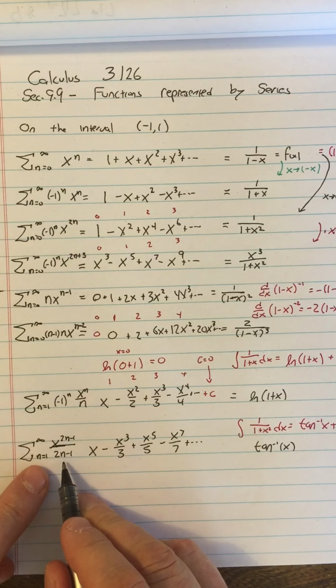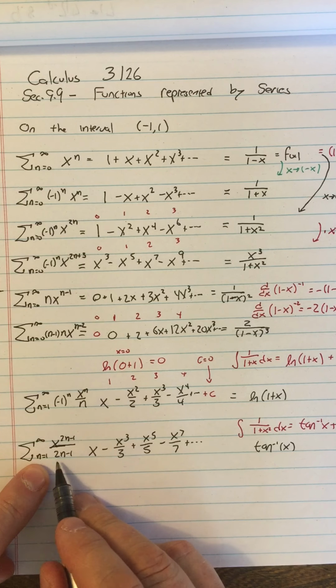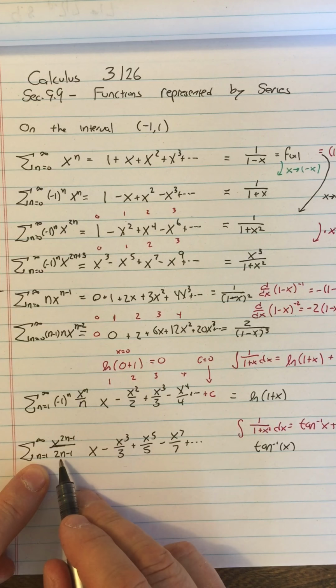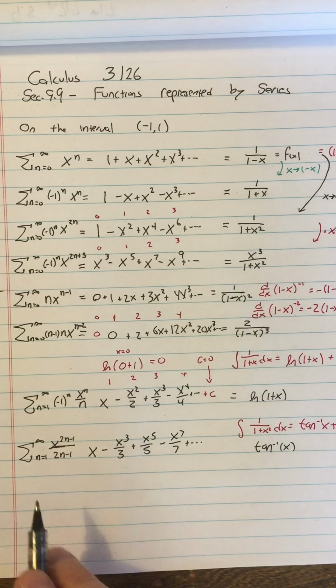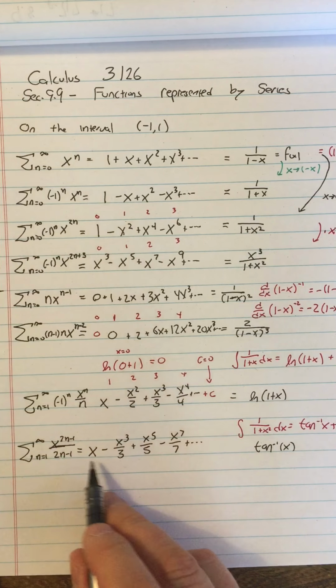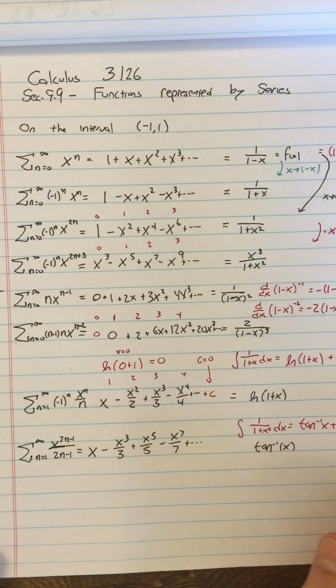So the 2n minus 1 down here, when n equals 1, I have 2 minus 1 is 1. n equals 2, I have 4 minus 1 is 3. n equals 3, I have 6 minus 1 is 5. And the same thing happens in the top. So now I know that this series converges to inverse tangent.